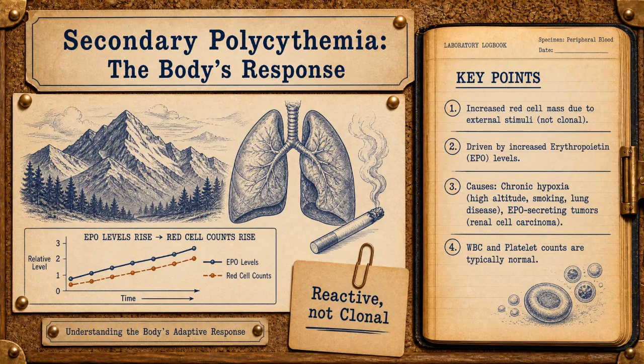From a laboratory perspective, you'll find elevated hemoglobin and hematocrit, but a key differentiator is that the white blood cell and platelet counts are typically normal. And the absolute clincher? Elevated EPO levels. This is the opposite of PV, where EPO is low or normal. Next, we'll quickly cover relative polycythemia, which is another imposter.